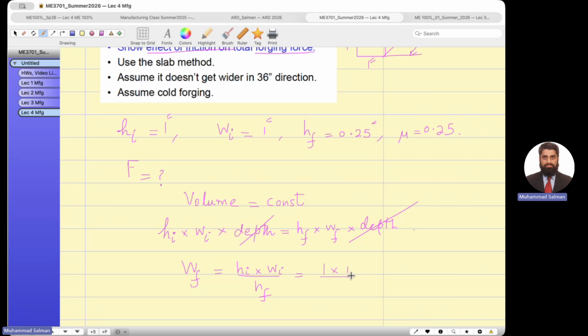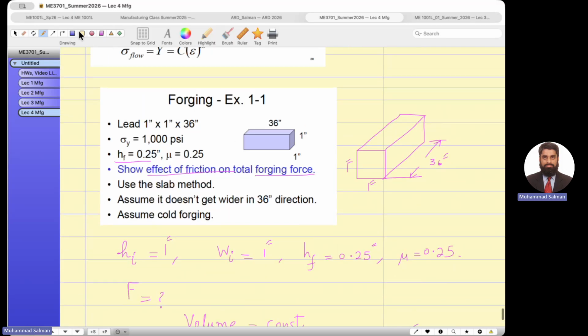1 times 1 divided by 0.25 is 4 inches. So the final width of the forging increases. It makes sense to me because the forging increases from 1 inch to 4 inches, and the height is reduced to 1/4 of an inch. You see my point, guys?